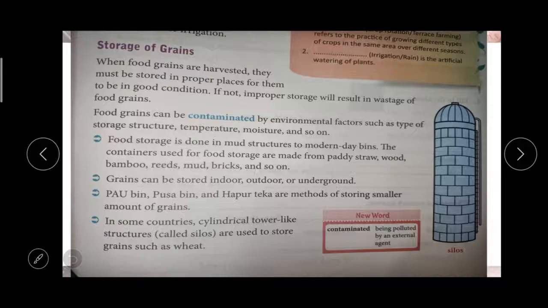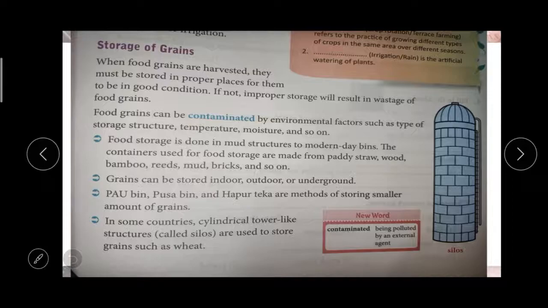Mud bricks can also be used, but mostly they use palm leaf, paddy straw, wood and bamboo for their storage racks. Grain can be stored indoor, outdoor or underground. There are three methods of storing a small amount of grain: PAU bin, Pusa bin and Hapur tekka. They use these three methods for storing small amounts of grain.